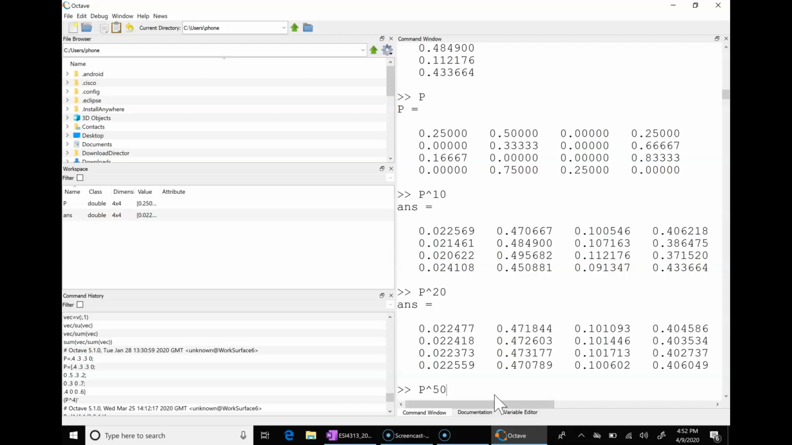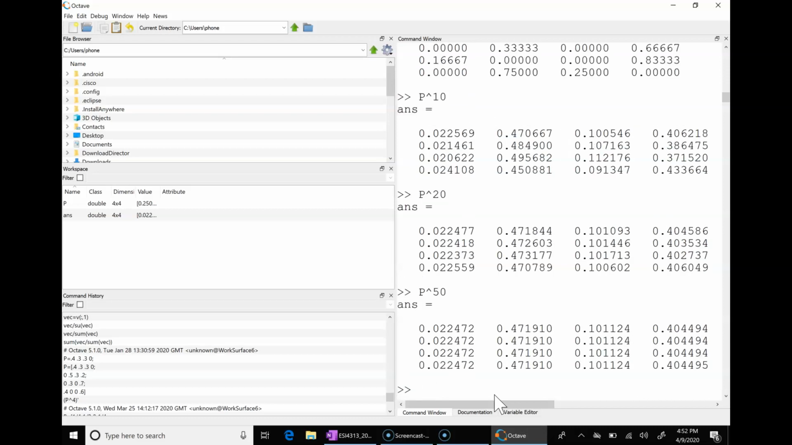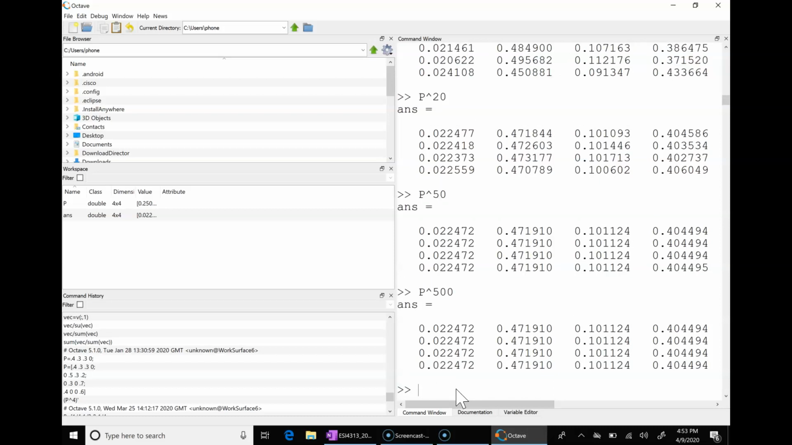So let's take p to the 50th. And look at that. Now we see all the same values in each of the columns. For good measure, if you want to do this technique numerically, you have to be careful about the power that you use. I would just keep doing big numbers till it looks like it converges.